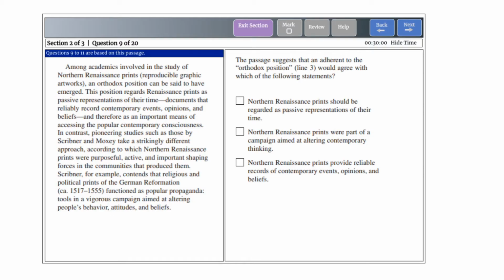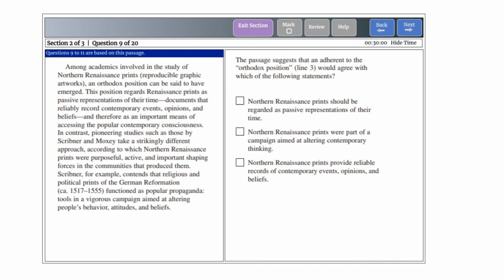So let's return to that medium passage that we were looking at before, except this time we have a different question. So if you didn't get a chance to read it before, or you just want to go back over it, go for that now. And let's look at this. So the passage suggests that an adherent to the orthodox position, line 3, would agree with which of the following statements.